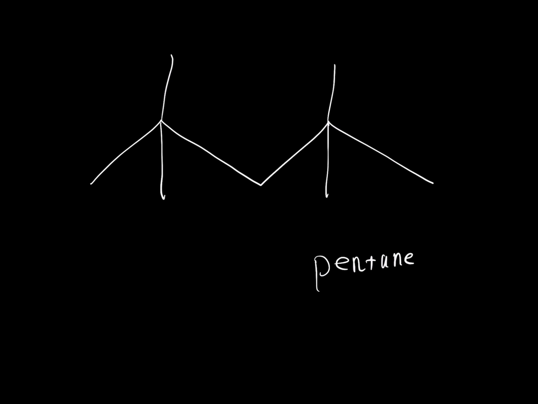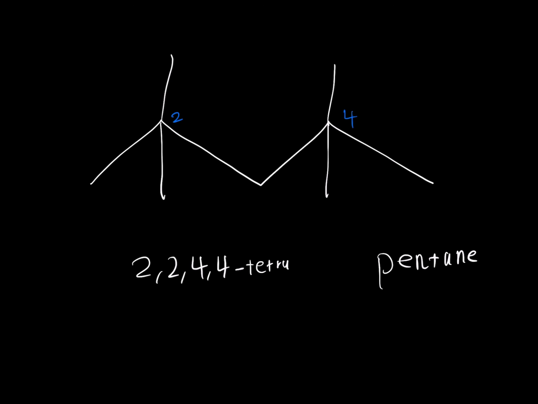And we have 4 substituents. We have two methyls on carbon 2 and 2 methyls on carbon 4. So this would be a 2,2,4,4, and the prefix for 4 is tetra, and I ran out of space here, so I'm going to move that, tetramethylpentane.